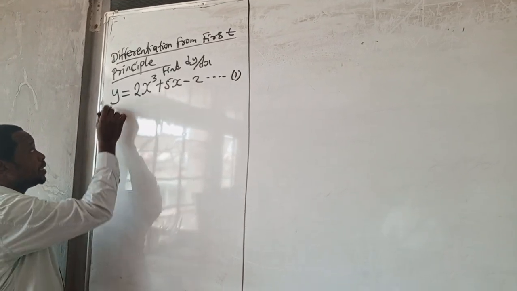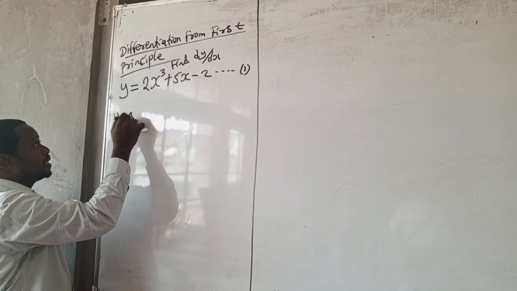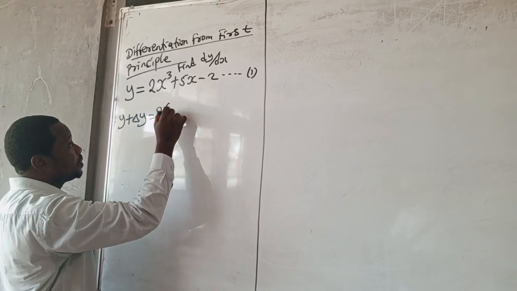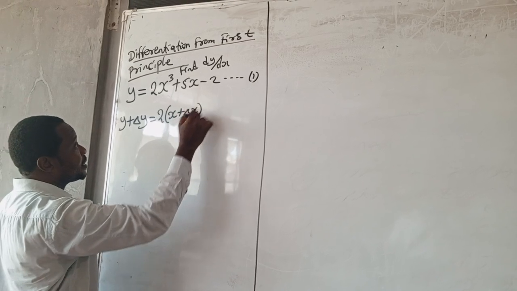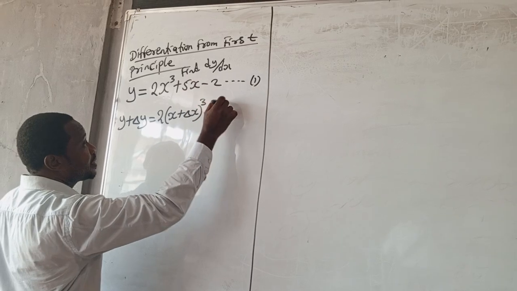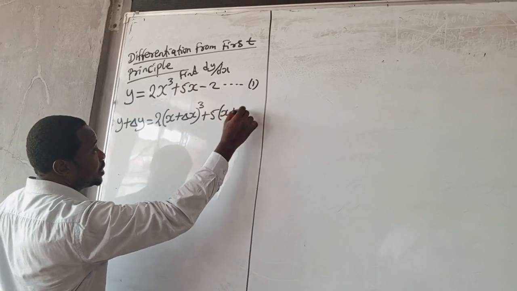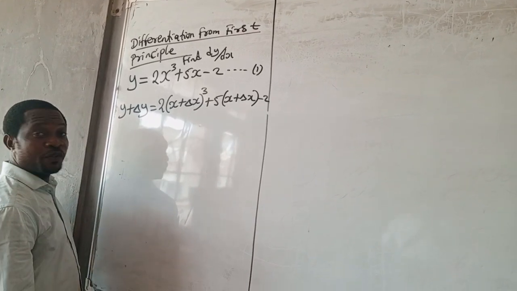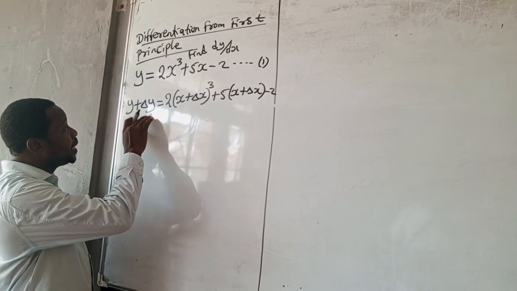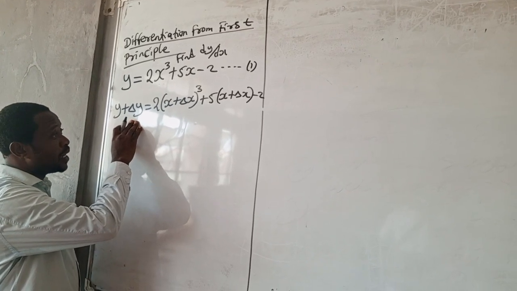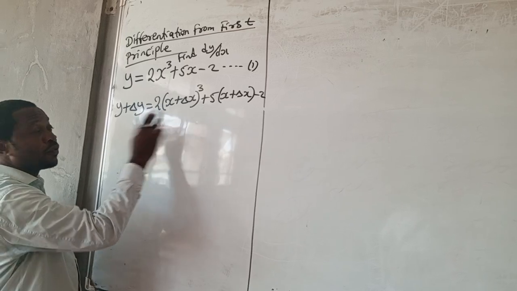So what you do now, this y will now be y plus change in y. Then in place of s, that will be 2 into s plus change in s raised to power 3, plus 5 into s plus change in s, then minus 2. You are looking for dy over ds, so you try to make delta y the subject of a formula. So we are going to subtract y from both sides.